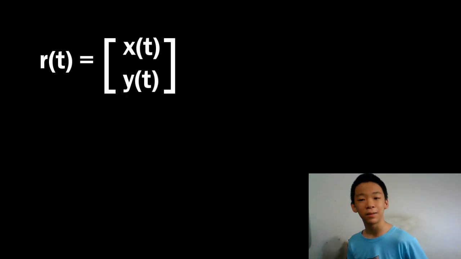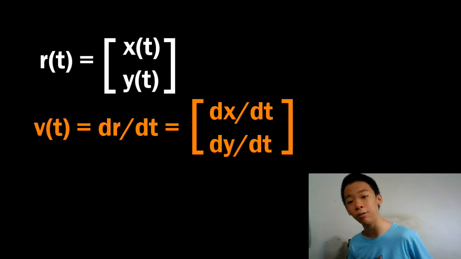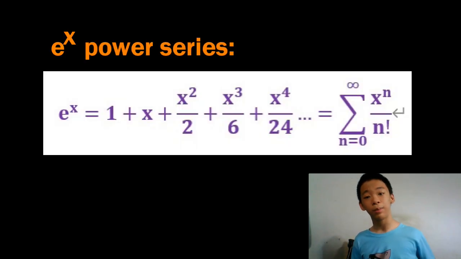Before we start, this is going to involve 2D motion, which requires vectors to convey. From now on, we're going to describe the position vector r of t as x of t, y of t. To take the derivative, we simply differentiate each component. So we get v of t equals dr over dt equals dx over dt, dy over dt. We're also going to use the power series of e to the x later on.